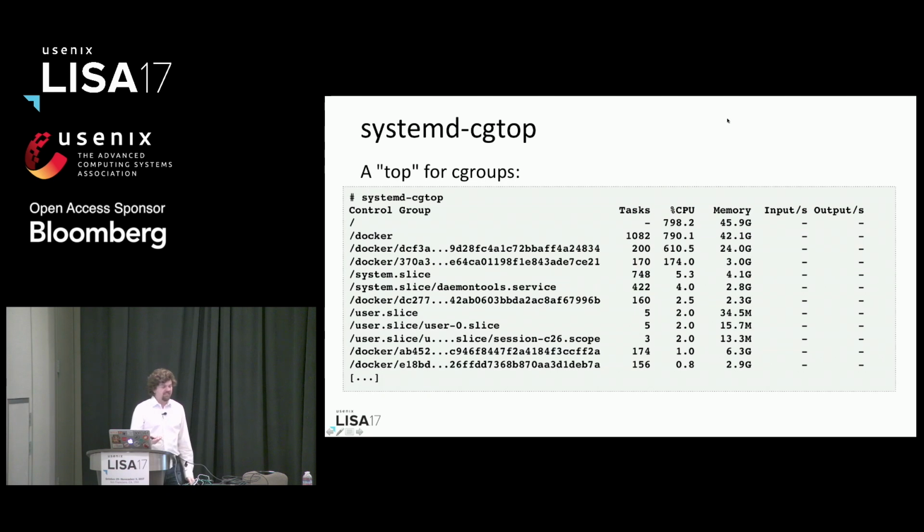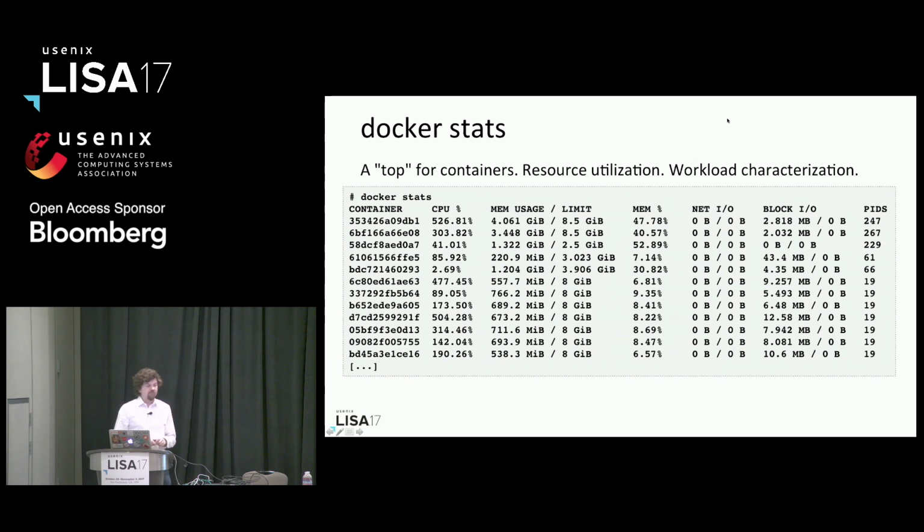There is systemd-cgtop, another useful host-based tool for looking at the containers. It lists out control groups and then gives you a high-level total of CPU consumed and memory. If you're using Docker, there's docker stats, which I think they really should have called docker top. But docker stats gives you a top-level refresh of which containers are consuming how much CPU, memory usage versus the limit, net I/O, and block I/O.